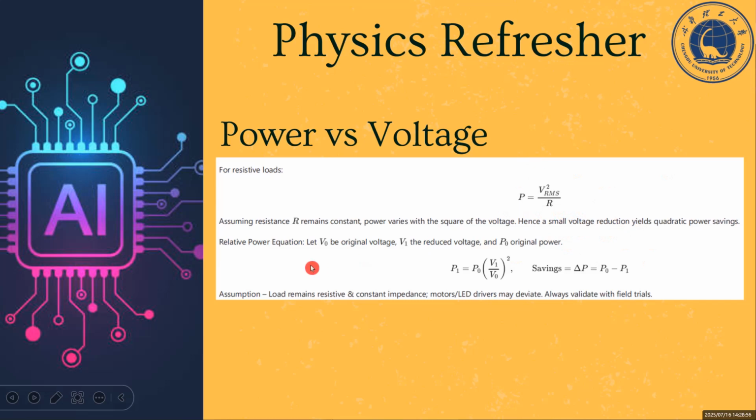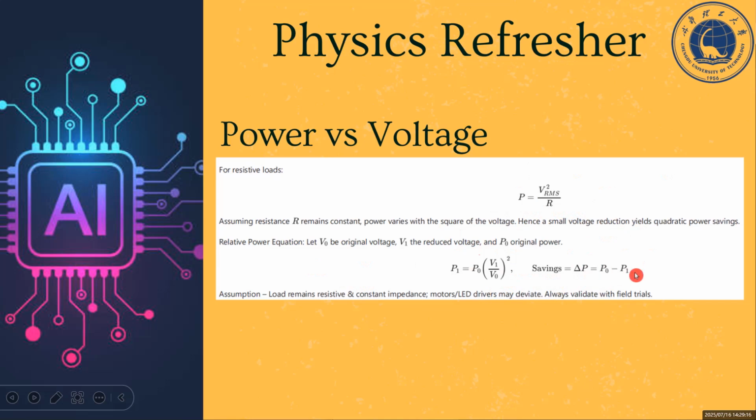So also the relative power equation, like our voltage V0 being the original voltage and V1 being the reduced voltage, and P0 being the original power. So if we are to calculate the savings, it will be the change in P.